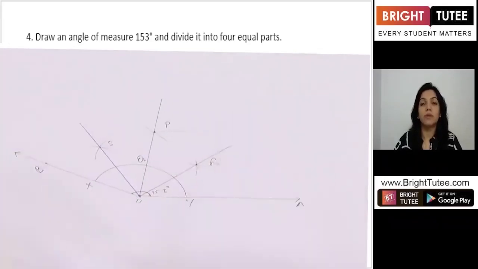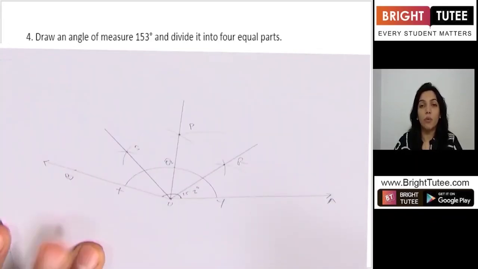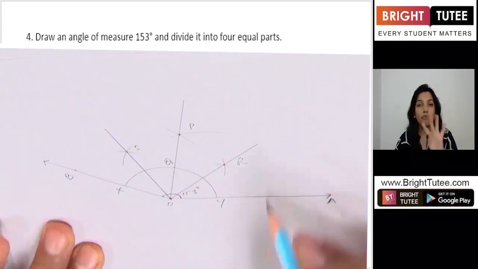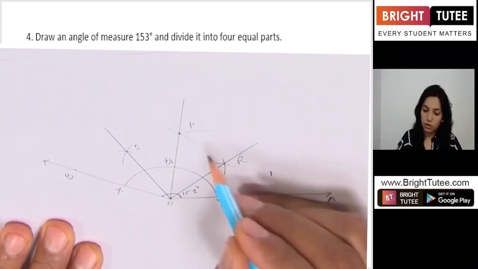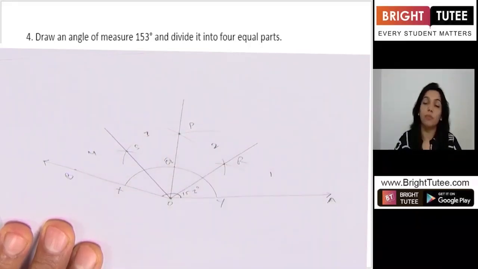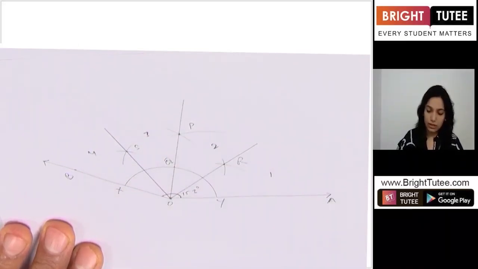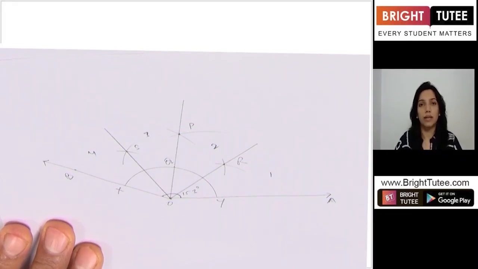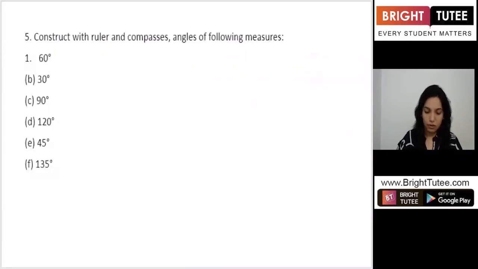Now what you have observed is that angle AOB has been divided into 4 equal parts: 1, 2, 3 and 4. Clear? I hope it's simple. Moving ahead, this is how the image will look like. Okay. Moving to the next one.